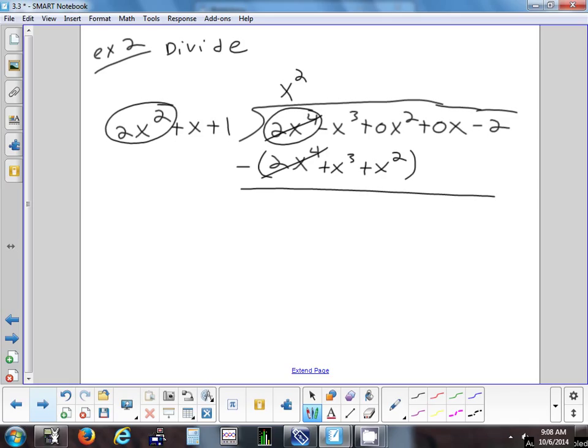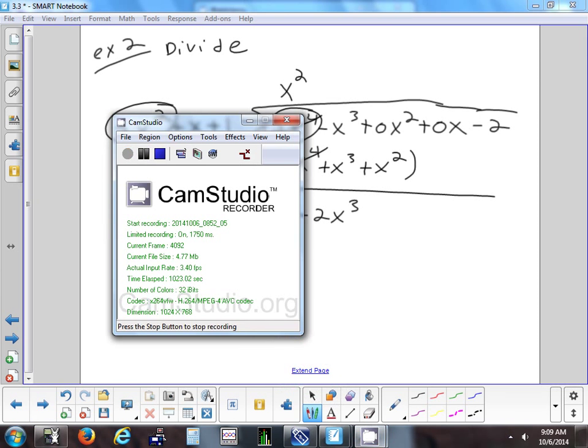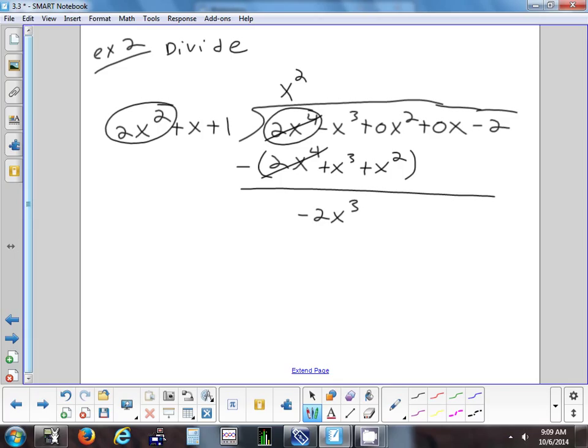Okay, Josh, what's negative x cubed minus x cubed? Negative 2x cubed, yep. So that's good. Negative x cubed minus x cubed, that's negative 2x cubed. Then we have 0x squared minus x squared. Well, in that case, it's just minus x squared.